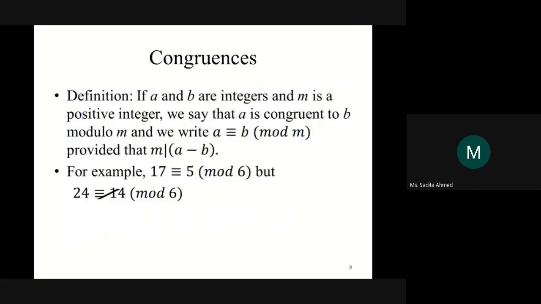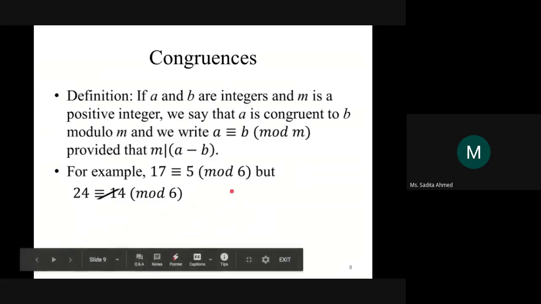Now we'll talk about the concept of congruence. What do we mean by congruence? I'm sure this is a new term for most of you. For some integers a, b, and m, where m will always be a positive integer, that is, m will never be equal to 0, to say that a is congruent to b mod m, we write it this way.